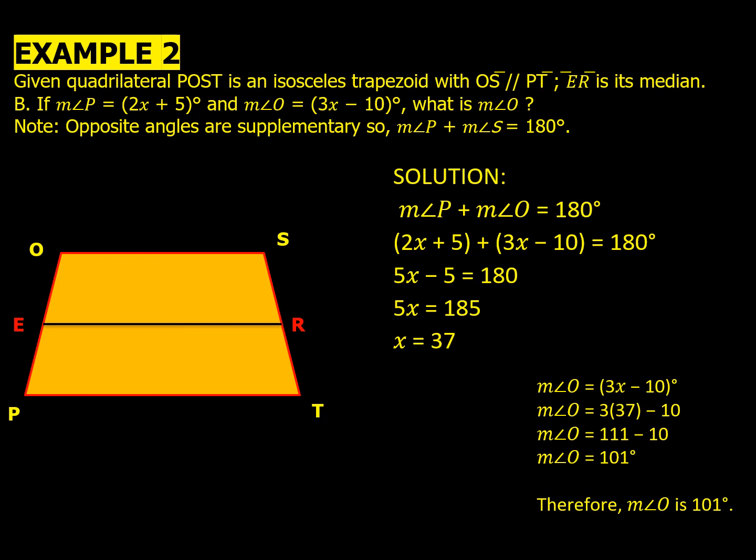And since we are looking for the measure of angle O, by substituting from the original given, the measure of angle O is equal to 3x minus 10 degrees. So 3 times 37 minus 10. And 3 times 37 is 111. And then bring down negative 10. 111 minus 10 is 101 degrees. Therefore, the measure of angle O is 101 degrees.